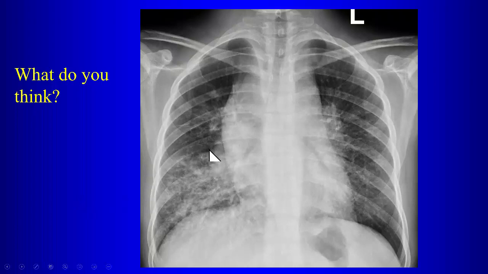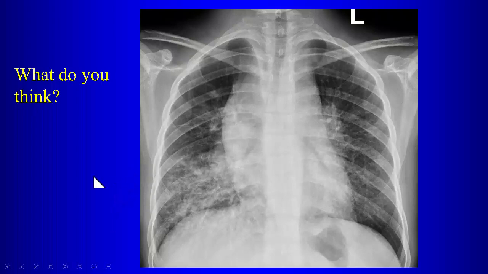Right, so we have airspace disease here in the right lower lobe. Anything else? I mean, you're looking at this x-ray, there's nothing else that bothers you here? Mediastinum. Yeah, look at that mediastinum. So what is all this stuff over here? Look at this. What do you think that is?